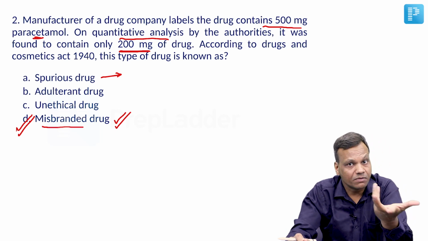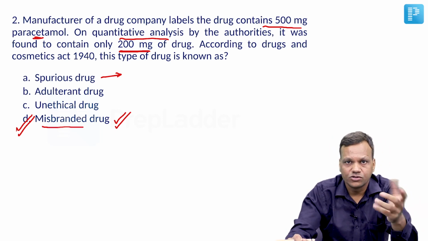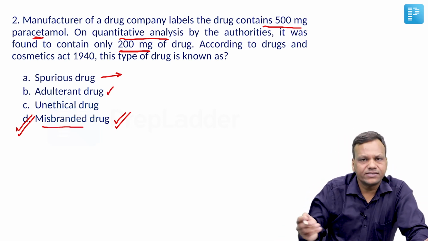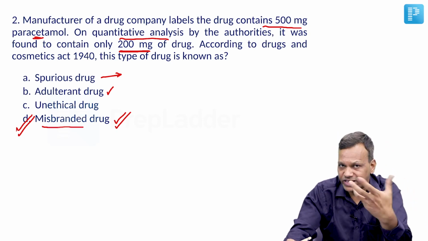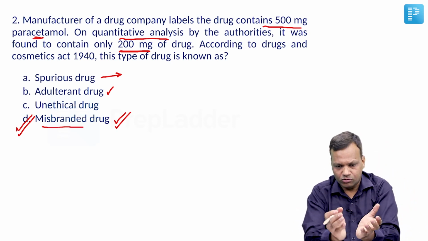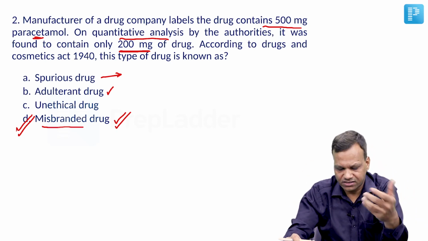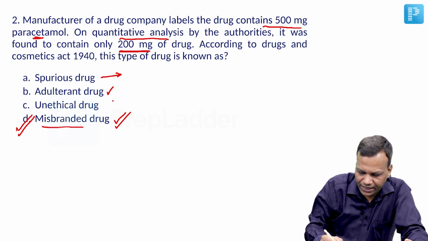Okay, and spurious drug sometimes may not contain the active ingredient, or maybe lesser. So spurious drug is a total malpractice. Adulterant drugs, as the name says, contain some adulterants. That means there may be some filthy material, like hair coming out of the tablet. So that is unhealthy stuff coming out from the drug, which is adulterant drug. And there is no term like unethical drug.